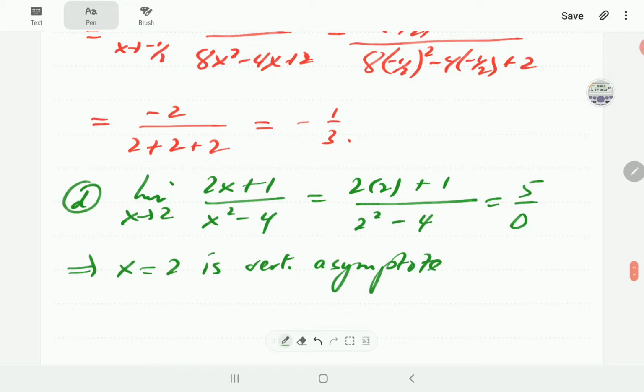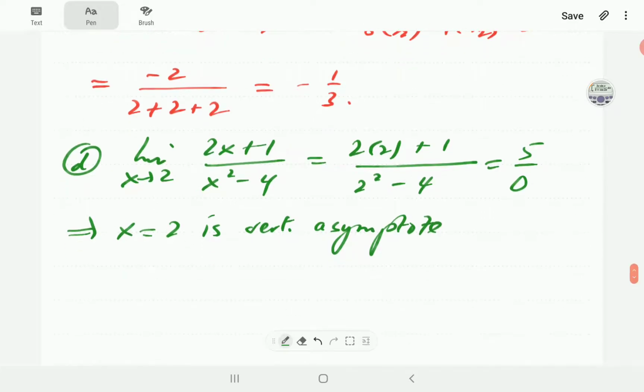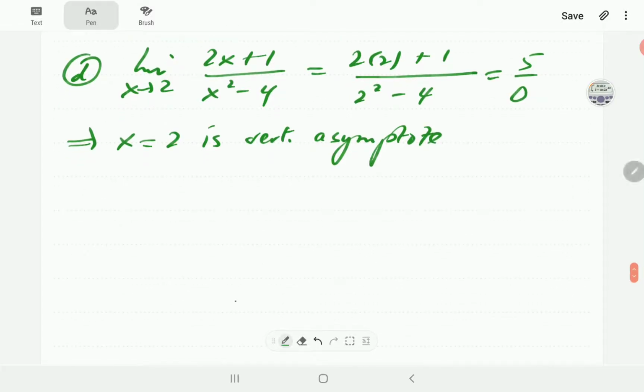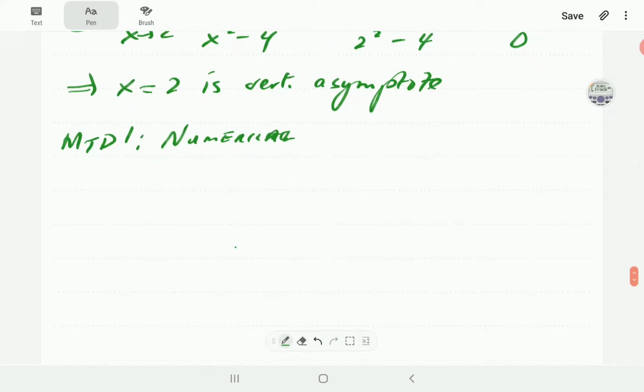Okay, so we're in case 2, so we need to examine the left hand limit and the right hand limit. We're going to do this using 2 approaches. The first one is the numerical approach, which we have already seen in the video on the introduction of limits. All we do is a quick numerical analysis of the situation on the left hand side of x equals 2 and on the right hand side of x equals 2.